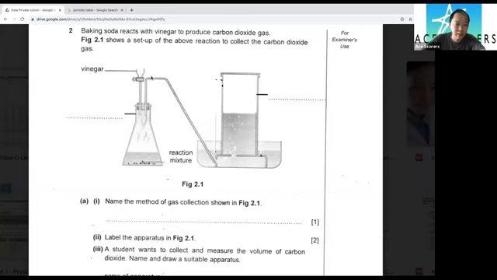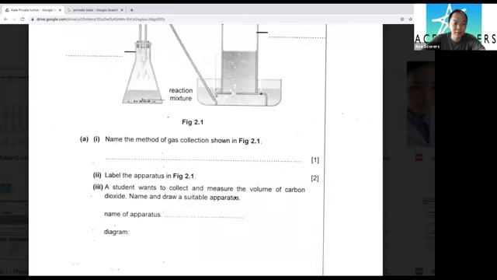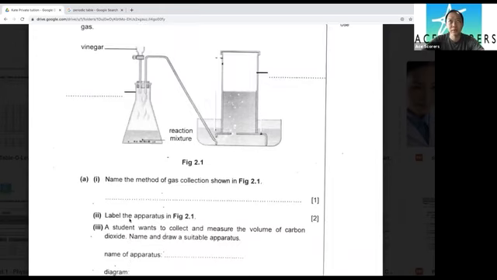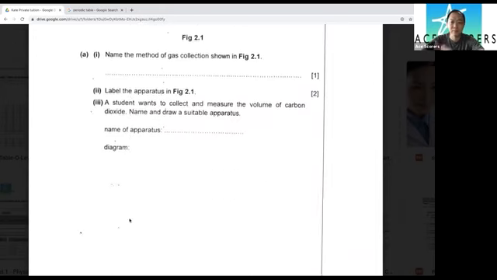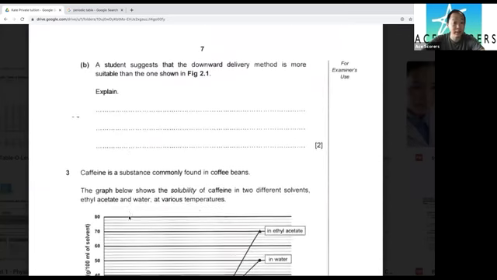Right, because the gas is produced, it gets bubbled through the water and it's collected over here. So the student wants to collect and measure the volume of carbon dioxide. Name and draw a suitable apparatus. So how do you measure? We use a gas syringe. This part I'm totally skipping, because we didn't go through the lab.